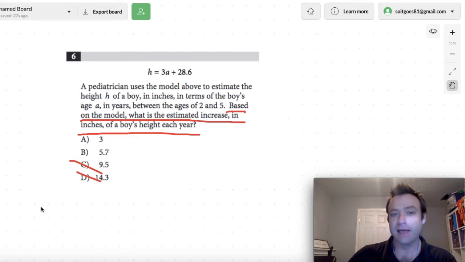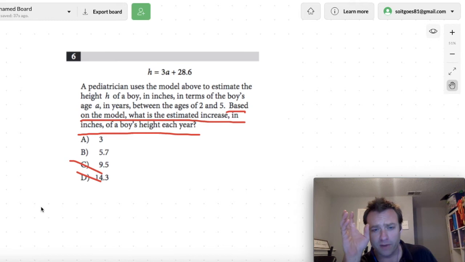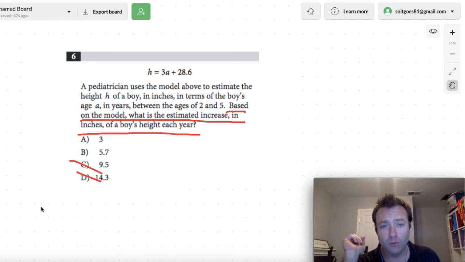And this is the beauty of rule number one and two. They really work in combination together. You can think in concrete terms and start eliminating answer choices, and you can start plugging in some values and think in even more concrete terms and eliminate more answer choices. Does that make sense? So let's do that. We're trying to find how tall this kid grows every year between the age of 2 and 5.